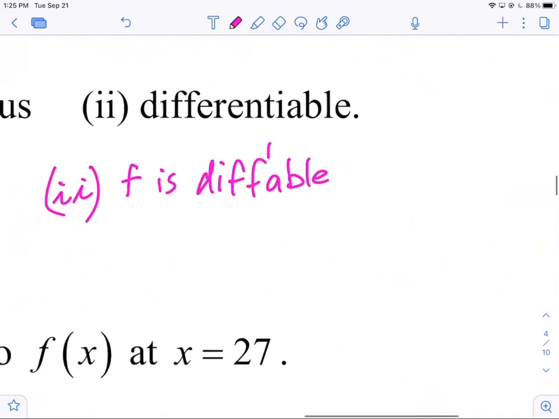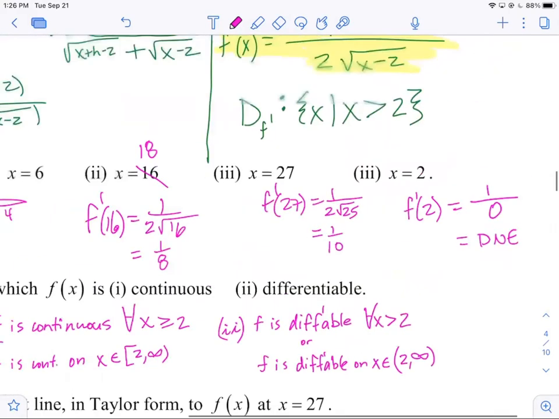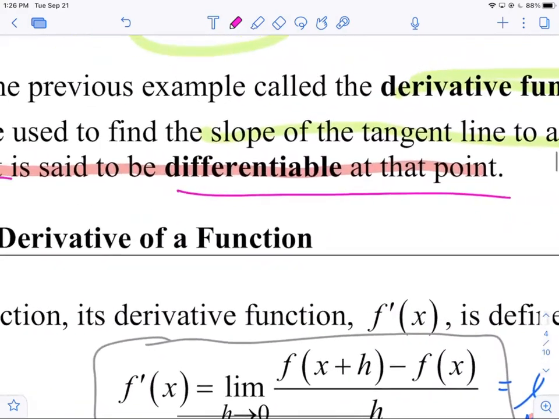If you're going to use the same notation, you can say for all x strictly greater than 2, or you could say F is differentiable on the interval x epsilon parenthesis 2 to infinity. You'll never have a domain for the derivative be larger than the domain of the function. It's either going to be the same or smaller, okay? So this kind of gives us a way to determine where a function is differentiable. All you got to do is find the domain of the derivative, right? A function is differentiable over the domain of the derivative.